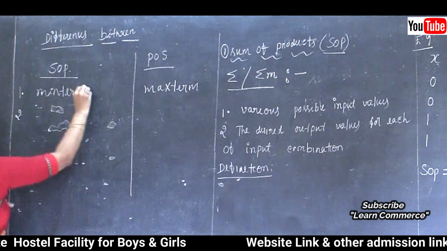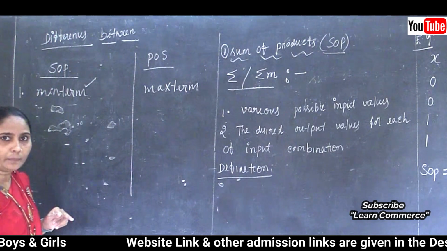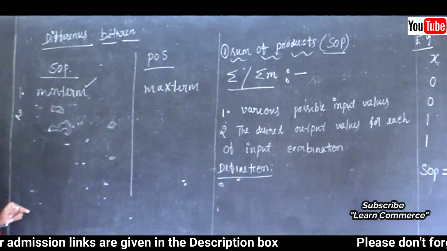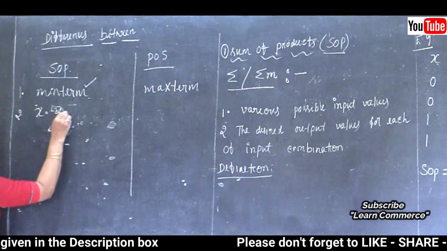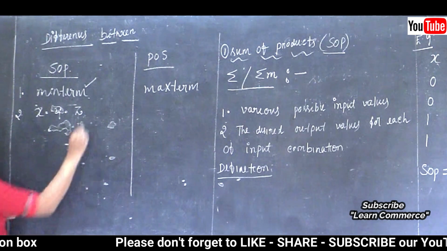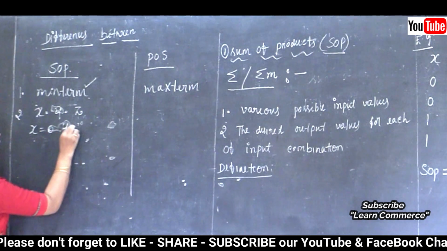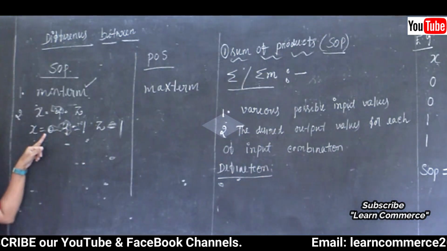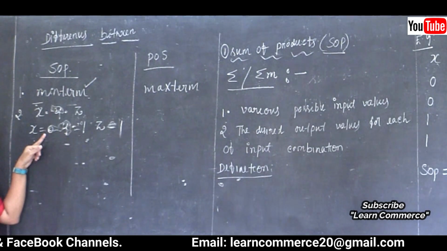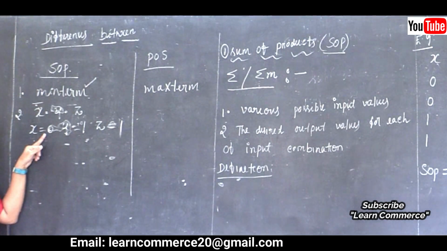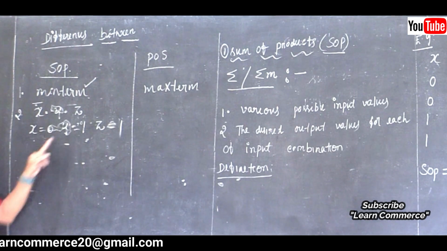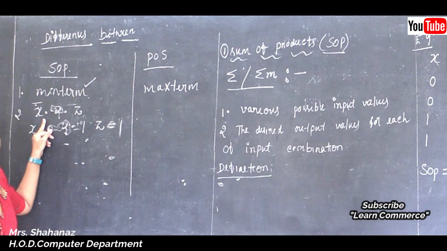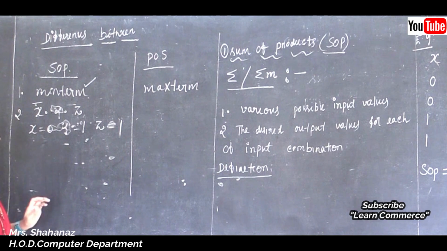Second point. What is the meaning of the min term? The min term is a product of all the literals, with or without the bar, within the logic system. So x and y and z. Maybe x is equal to 0, y is equal to 1, z is equal to 1. Where the value is 0, we take its complement. Where it is 1, there is no complementation. So the result is complement x and y and z. This is called the min term.